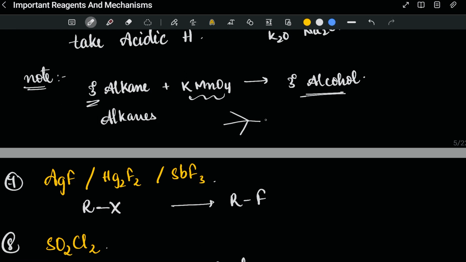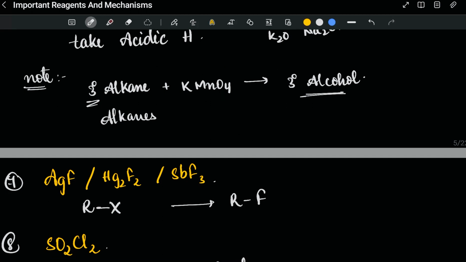If this is the alkane, okay, I've drawn it like this. Check it out. Whenever we are using KMnO4, this is the hydrogen here, this is a tertiary alkane. Because of steric hindrance, this hydrogen is forced to leave. So KMnO4 will immediately oxidize it and convert it into a 3-degree alcohol.